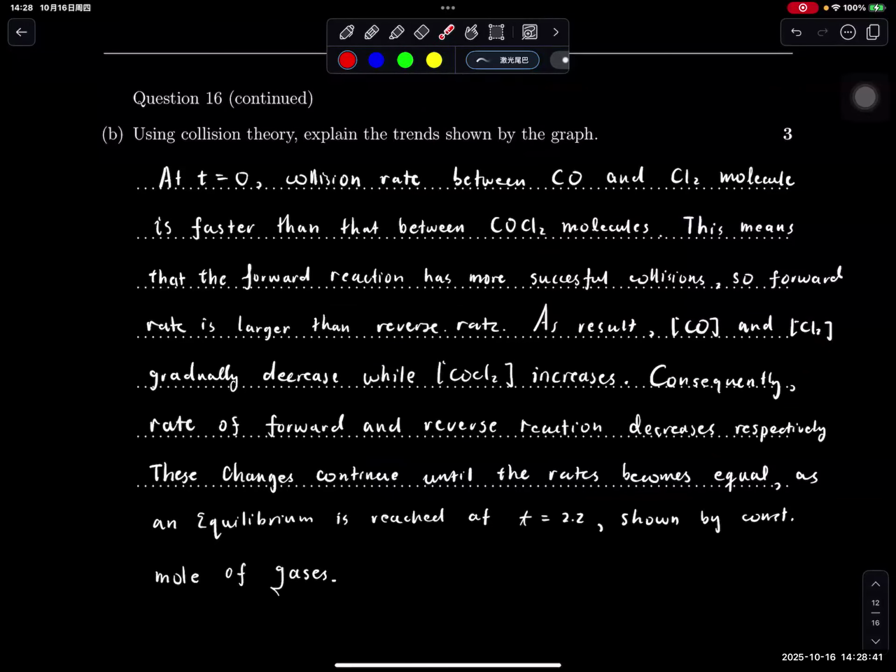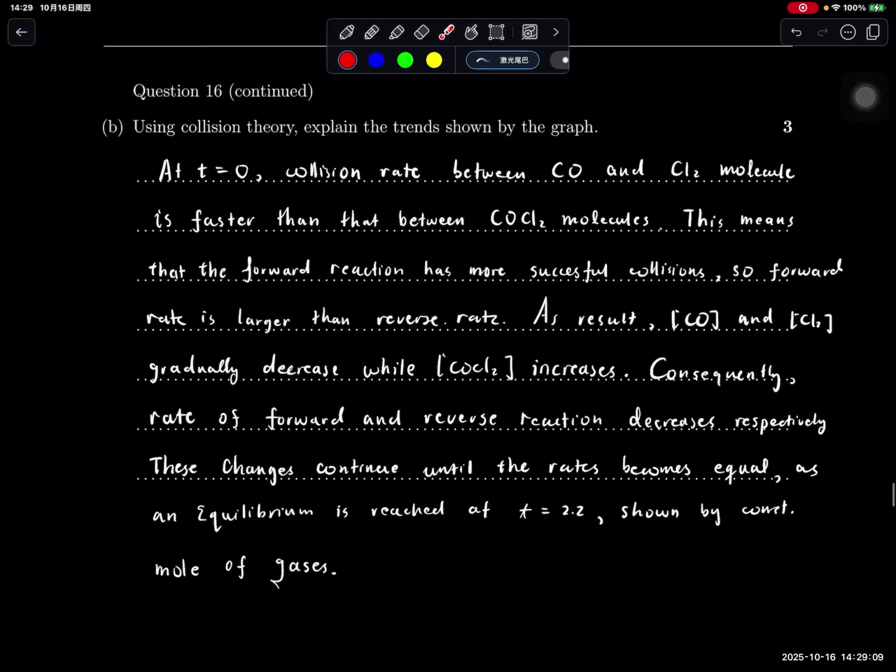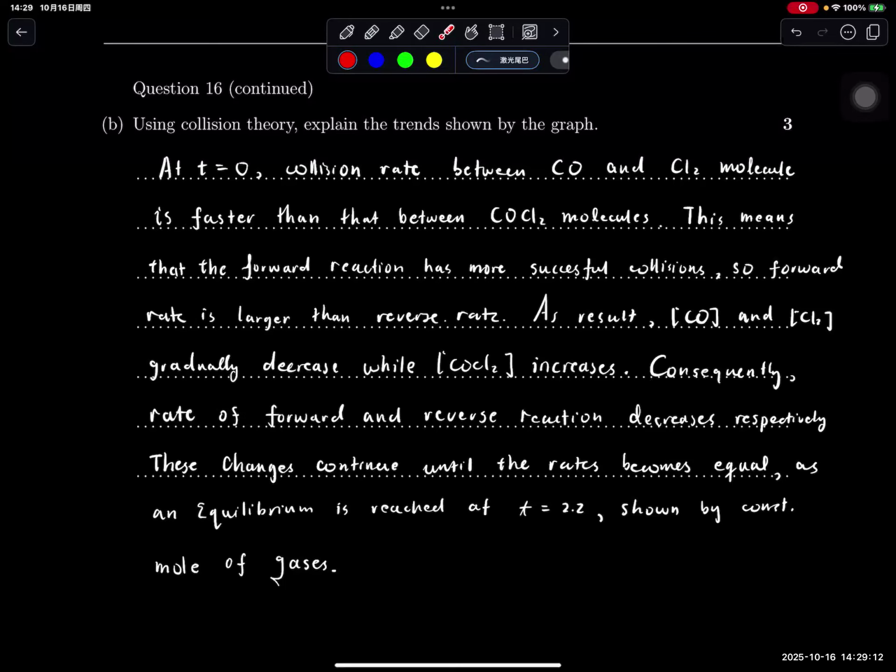So by collision theory, there are more successful collisions, so the forward rate is larger than the reverse. As a result, you'll slowly form your product. Consequently, the rates of the forward and reverse reactions will change respectively as these concentrations change. As this continues, it will slowly reach an equilibrium state, and then the concentration stops changing. Okay, so have a read of the sample answer, and see if there's anything that you can improve on.